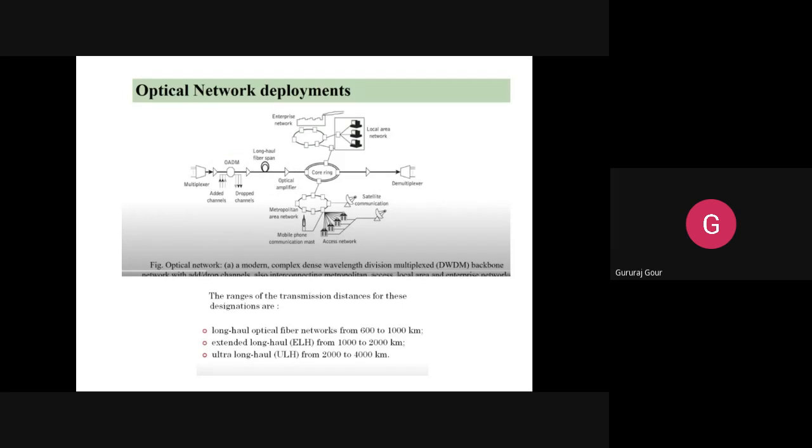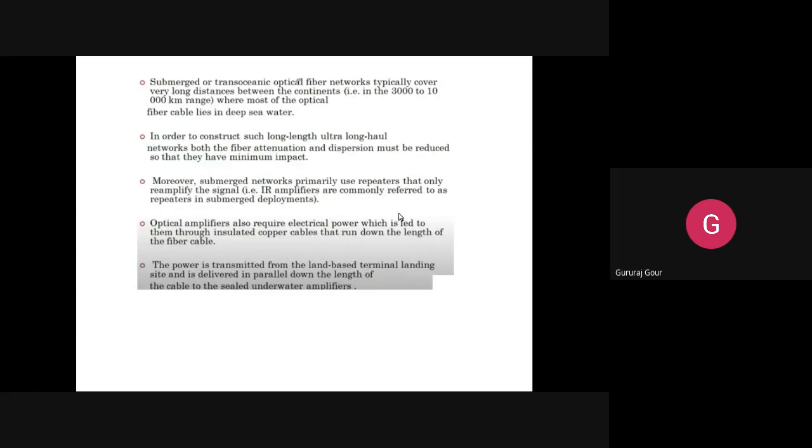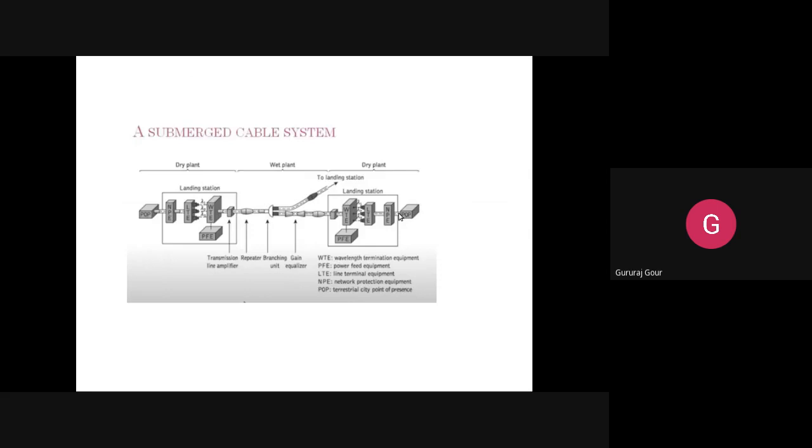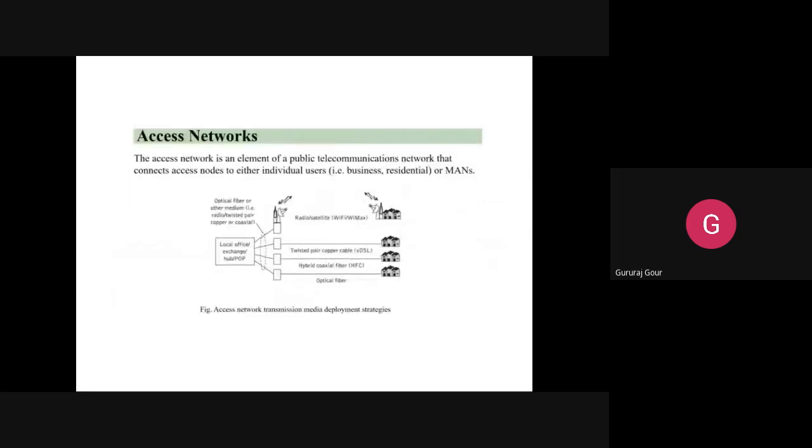So if you get a question, explain briefly about optical network deployment for 4 to 5 marks, you only have to draw this figure and explain it briefly. And if they ask you about a particular type of network, like LAN, MAN, or access network, then you have to explain it in detail.